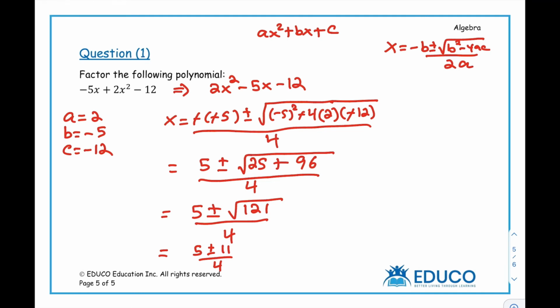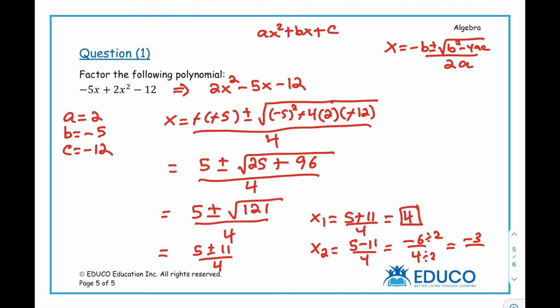So I got two values of x. I'm going to say that x1 equals 5 plus 11 over 4. So that's 16 over 4, which is 4. And then x2 is 5 minus 11 divided by 4, which is -6 over 4. And if I reduce this fraction, I'm going to divide top and bottom by 2. So that'll give me -3 over 2.